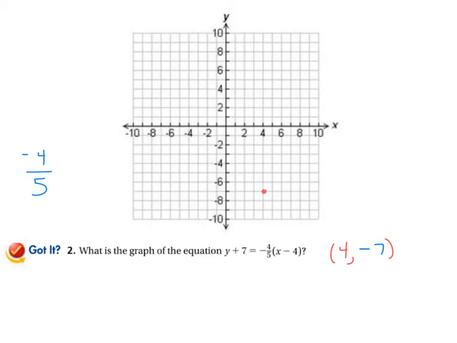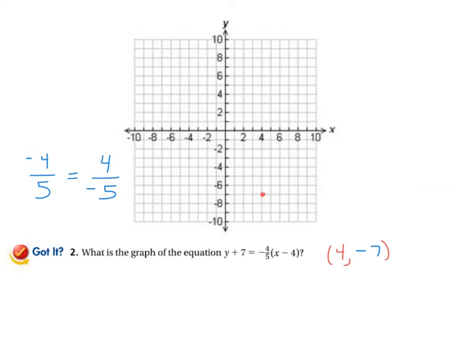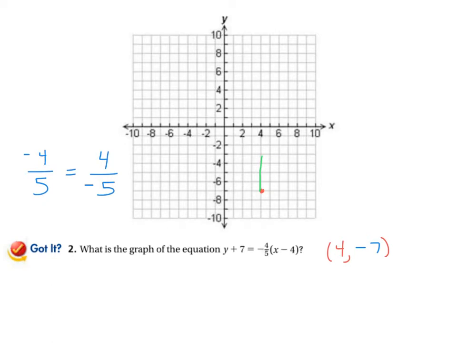Well, notice this. Negative 4/5 just means you have a negative of 4/5. We could put the 4 on top, and we could actually make the negative be on the bottom. Why is that relevant? Because then from here, we can say, okay, now we've got a rise that's positive, 1, 2, 3, 4, and a run that's negative. Okay, so we rise 4, 1, 2, 3, 4, and then we run in the negative direction, and that's going backwards. That's this 1, 2, 3, 4, 5, and now we get another point that is also on our line.